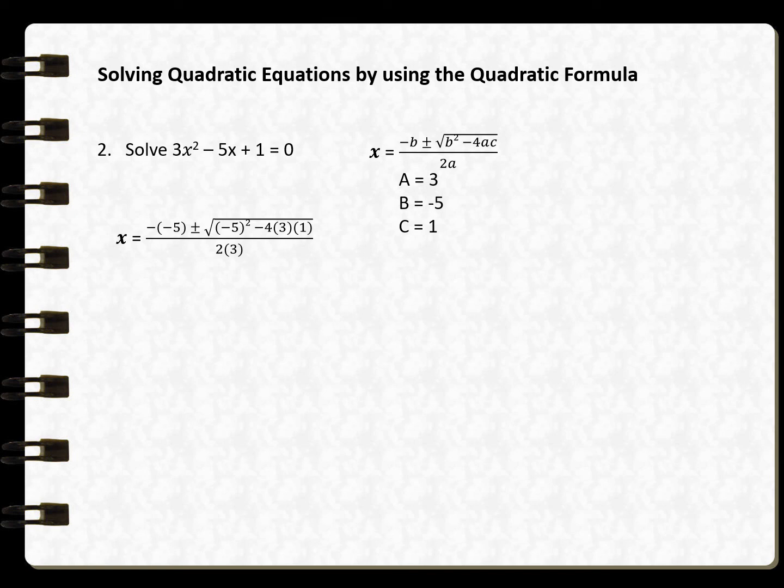Simplifying that, yung negative times negative 5 is positive 5. Positive minus the square root of negative 5 square, that is 25. Negative 4 times 3 times 1 is negative 12. All over 6.